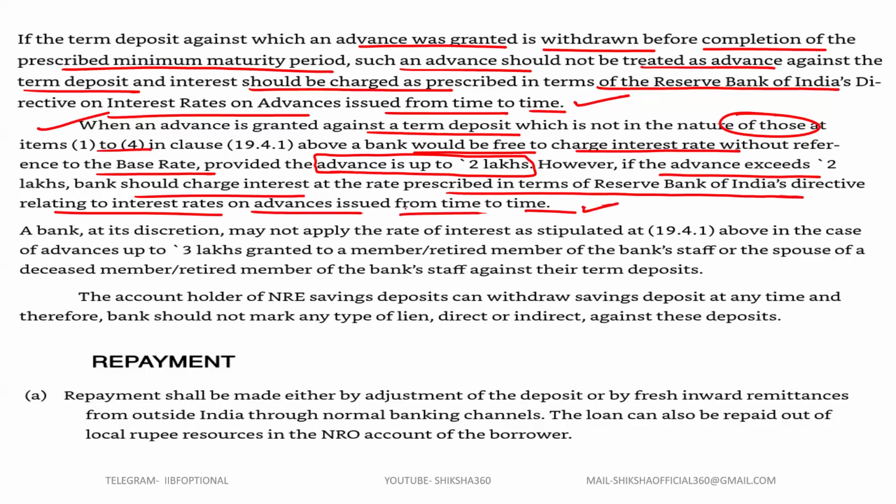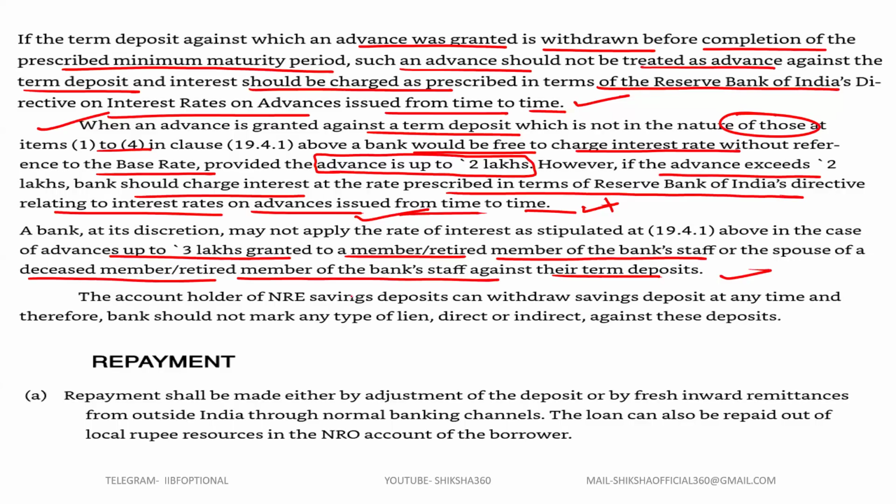Further, a bank at its discretion may not apply the rate of interest as per the above in the case of advances up to rupees 3 lakh granted to a member or retired member of the bank staff, or the spouse of a deceased member or retired member of the bank's staff, against their term deposit. Clear?